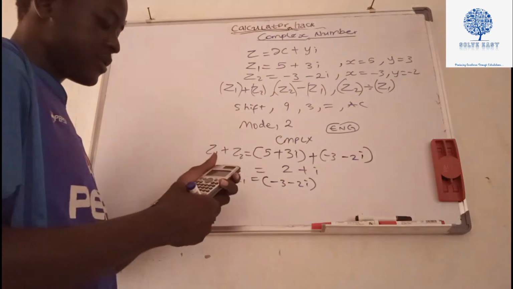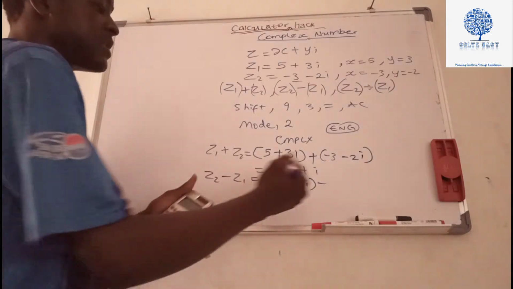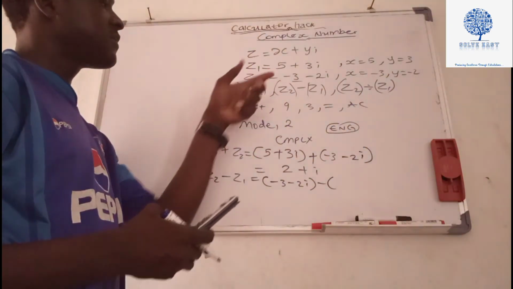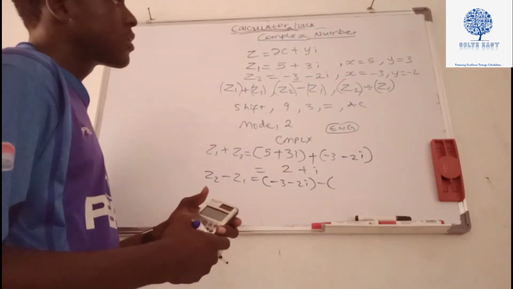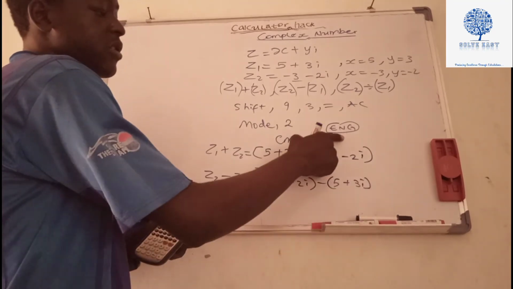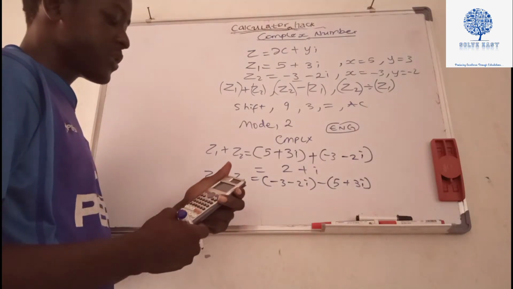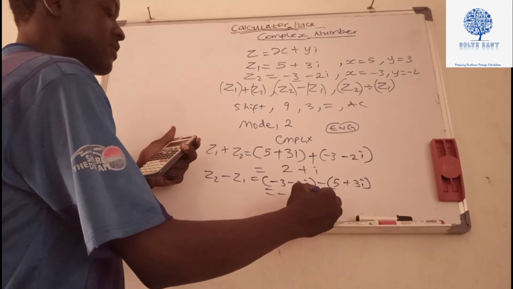And then we press minus. Remember to close your brackets, press your minus, and then our z1, open brackets, our z1 which says 5 plus 3i, close bracket, 5 plus 3i. Remember using your ENG button to punch your i on your calculator. Now after doing all this, we press equal to, we can get our answer to be minus 8 minus 5i.